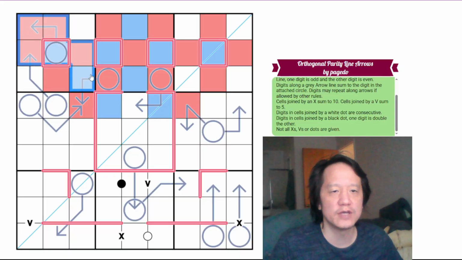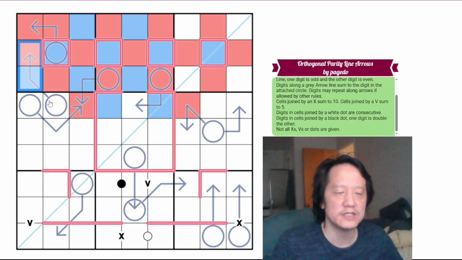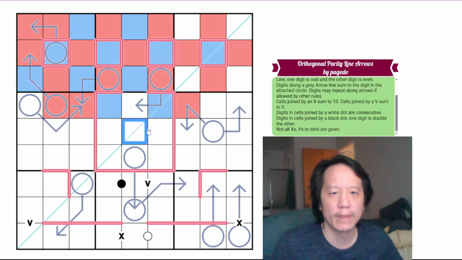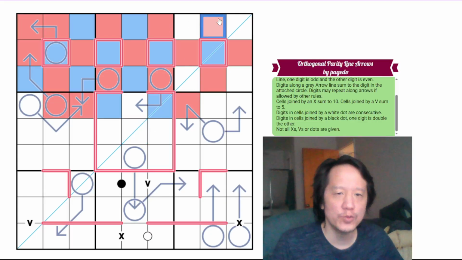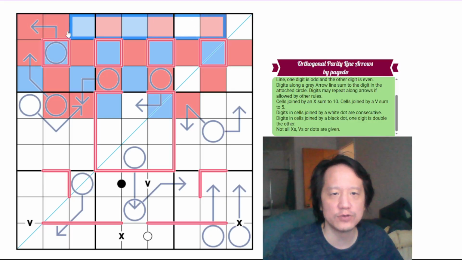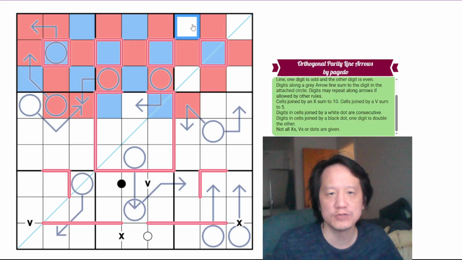So that means we can't have odd digits in the rest of the box. So this is even. This is even. This is an odd plus an even number, therefore it must be odd. So that's odd. We have 5 odd digits in row 1, which eliminates odd digits in the rest of the row. So this is even and this is even.